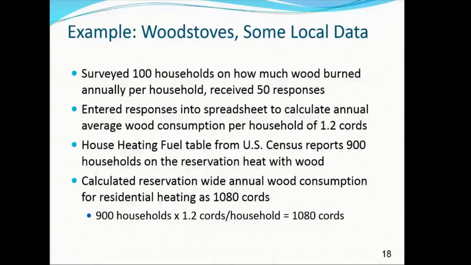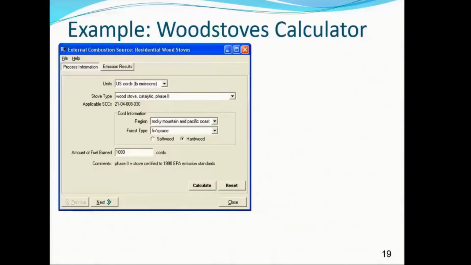So then what they did was they calculated the reservation-wide annual wood consumption for residential heating. So remember, the average household uses 1.2 cords per year. So you need to multiply that by the number of households on the reservation with wood stoves to get a total of 1,080 cords. Now we will look at how that information is entered into the TEISS calculator.